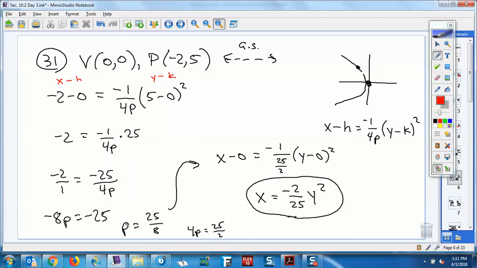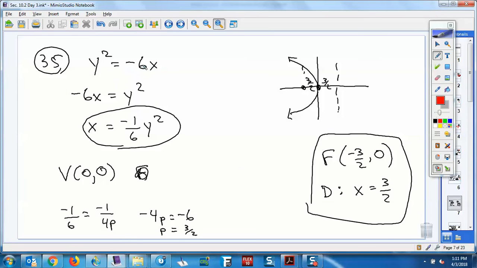And so you find out p is, cross multiply here, you get p is 25/8. And so when you put 25/8 right here, when you take 4 times 25/8, that cancels and you get 25 over 2 for your 4p. So 1 over 4p, 1 over 25 halves, you invert that and multiply, and you know it's negative because it opens to the left.